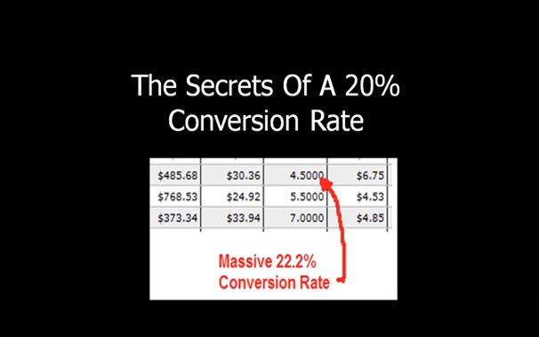Now, the title of this video is The Secrets of a 20% Conversion Rate. So you can see that is a pretty big jump from the average, and so we should learn some pretty cool stuff in this video and really build on what we've already learned in Google Sniper.